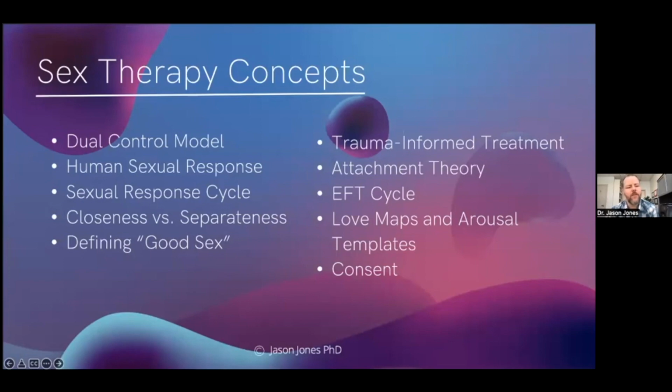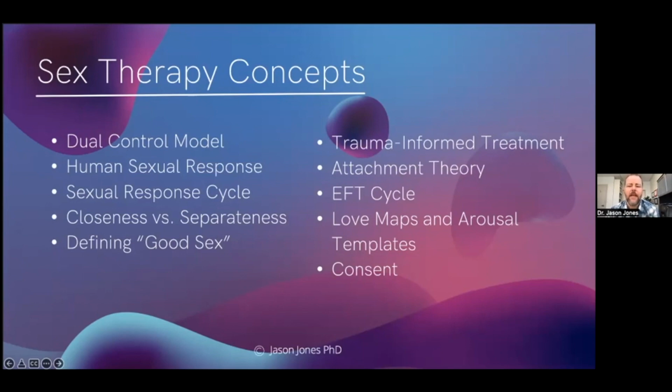So some of the more traditional sex therapy concepts like the dual control model, human sexual response model, and the sexual response cycle. Closeness and separateness is an essential concept for me that comes out of Esther Perel's work. Defining good sex. So first of all, defining sex and then defining good and what actually does good sex mean for clients. Trauma-informed treatment. Obviously, we need to have that to help with some of the sexual trauma or some of the shame that has been produced in clients.